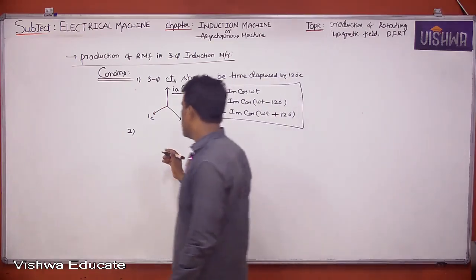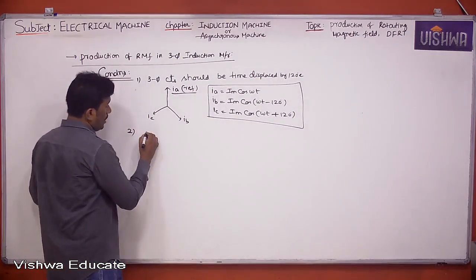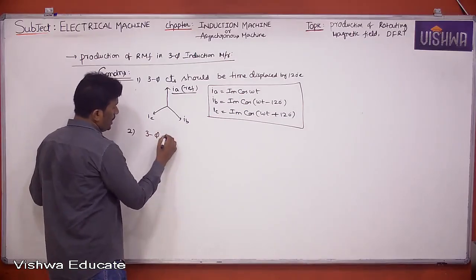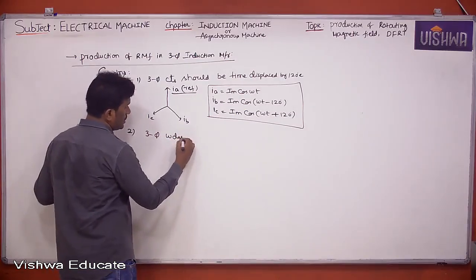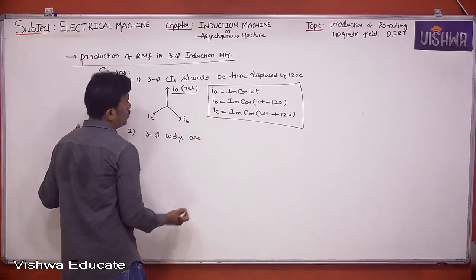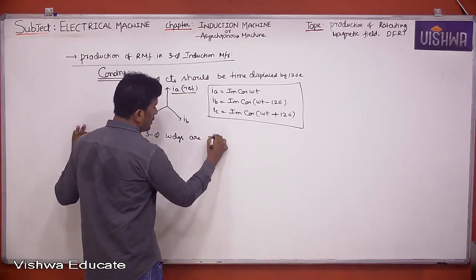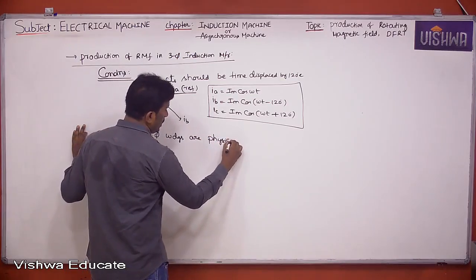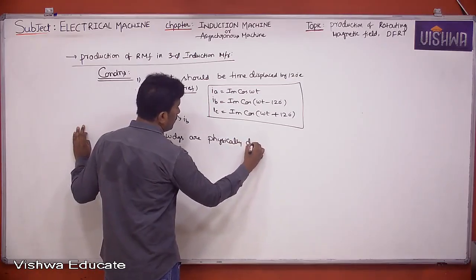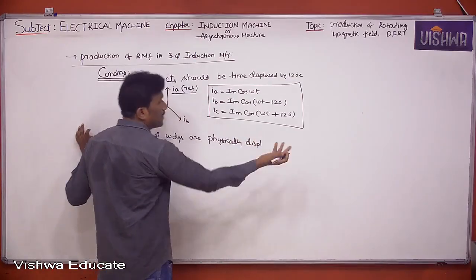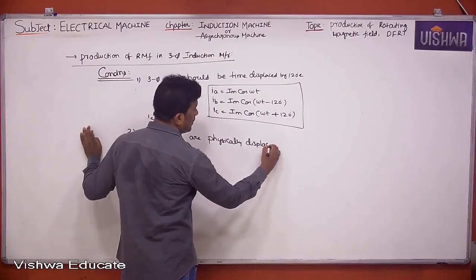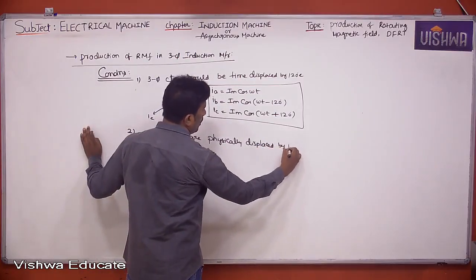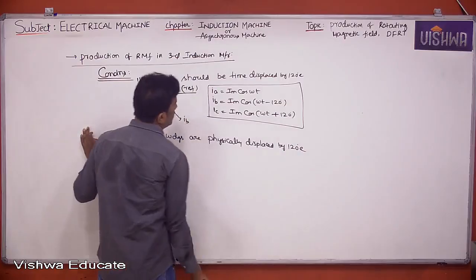So for example like this, here I can write the third condition: the three-phase windings should be physically displaced, or space displaced, by 120 degrees electrical.